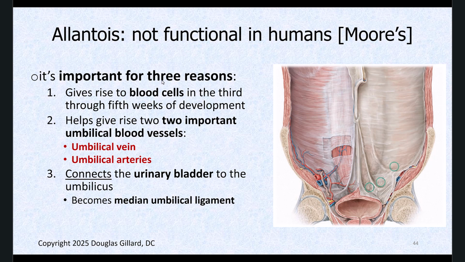So in humans, it doesn't give rise to urine. You don't move urine through it, even though it connects to the bladder, because it's the remnant of the allantois. The urachus is the name for that. The urachus dries up and becomes the median umbilical ligament. But it still has some function in humans, and it does help give rise to random blood cells in the 3rd through 5th week as we're forming the heart and circulatory system. It's thought that some growth factors are derived from it that help form the umbilical vein and the two umbilical arteries.